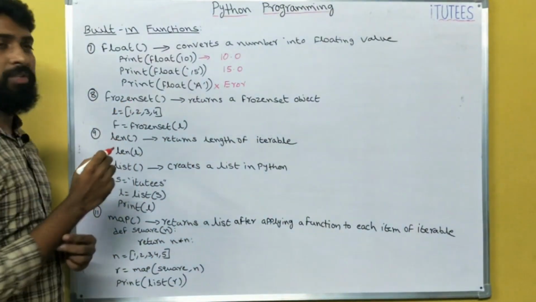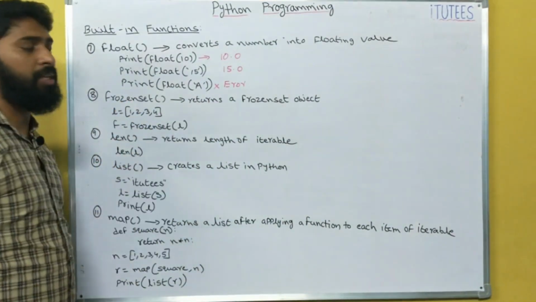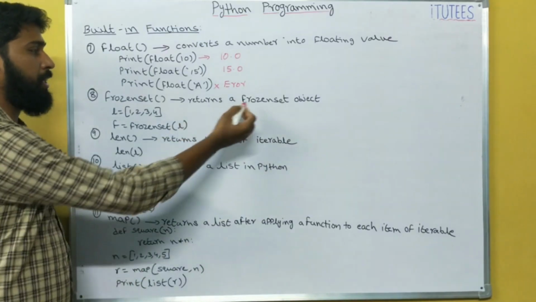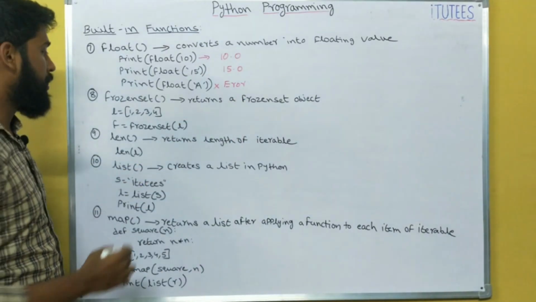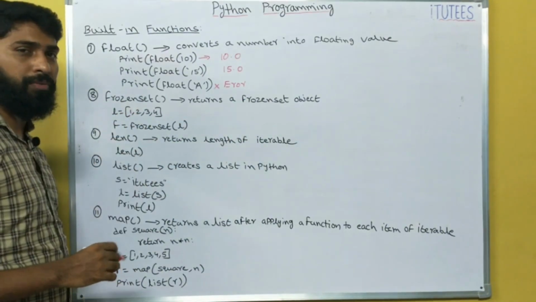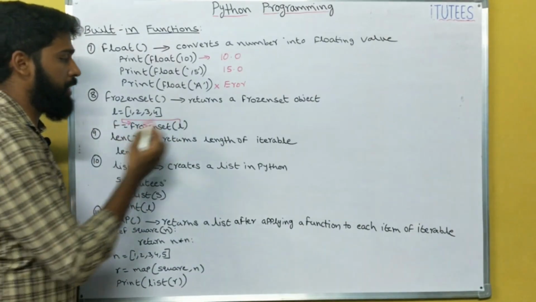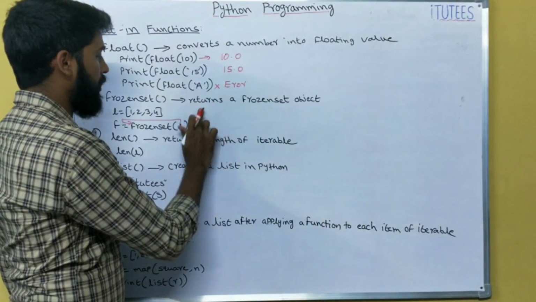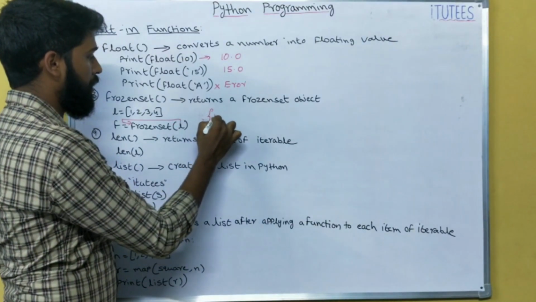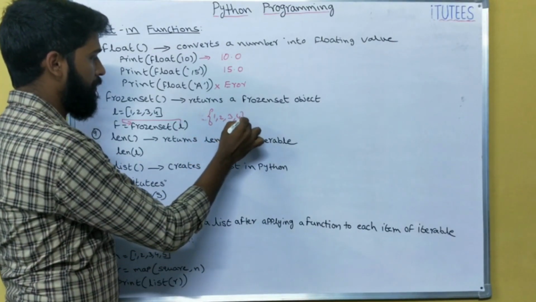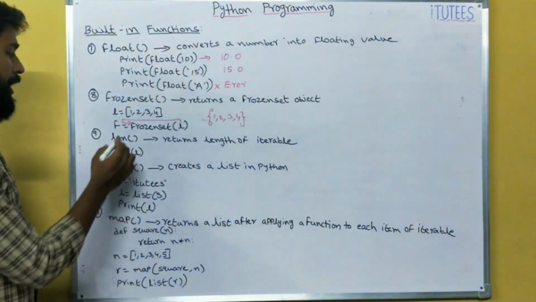Next, frozenset. The frozenset function returns a frozenset object, that means an immutable set. This is the list L equals 1, 2, 3, 4. Now I convert this list into a frozenset. Then F becomes a frozenset containing 1, 2, 3, 4.